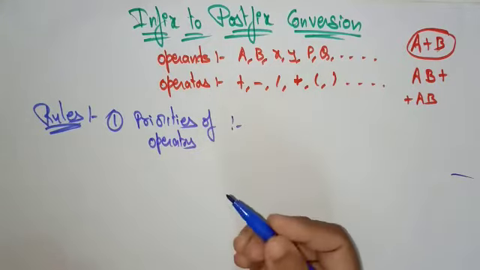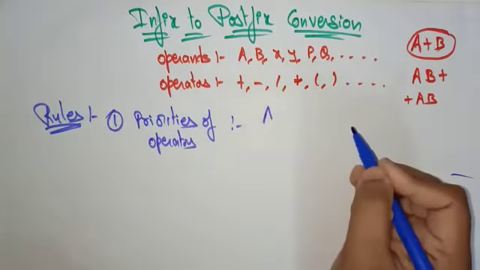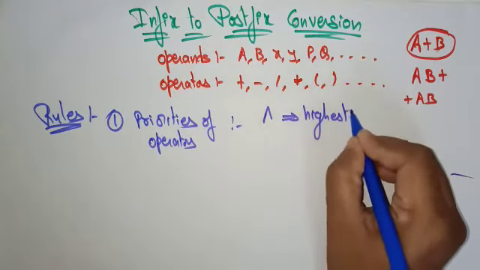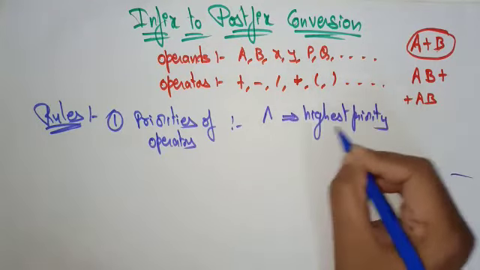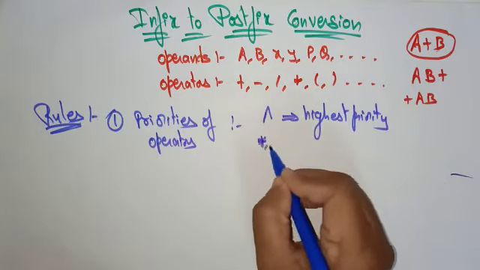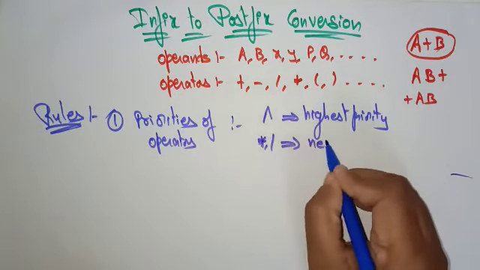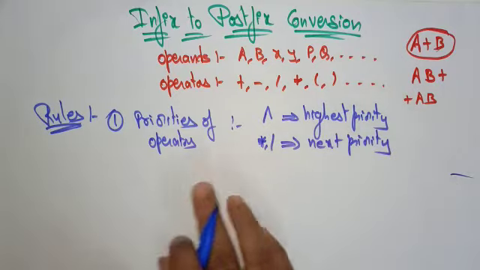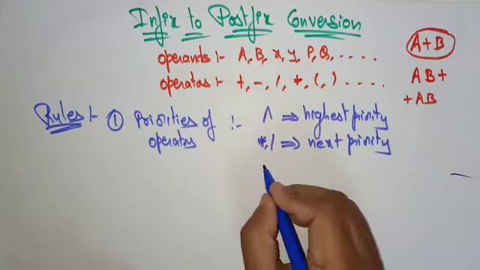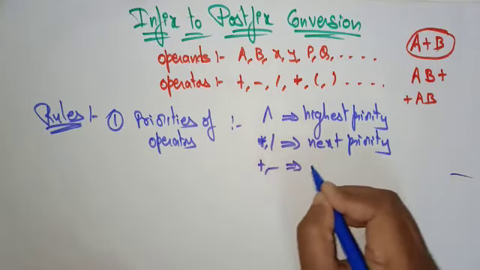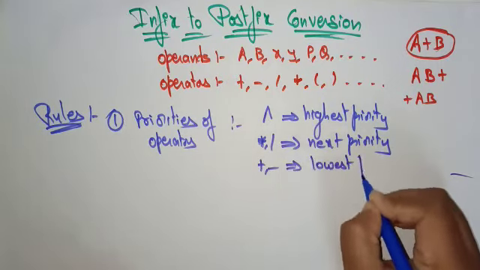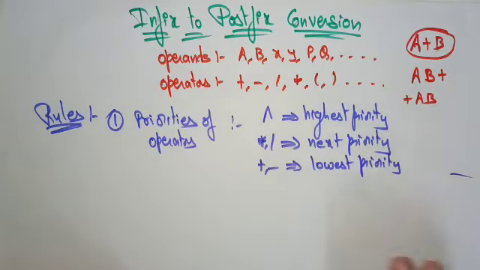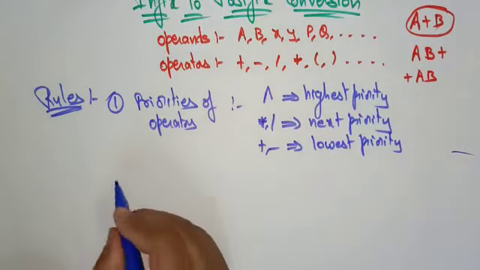The priorities of operators: the exponent has the highest priority. The next is multiplication and division, which both have the same priority. In the same way, plus and minus have the lowest priority, and both plus and minus have the same priority. So this is the first rule.